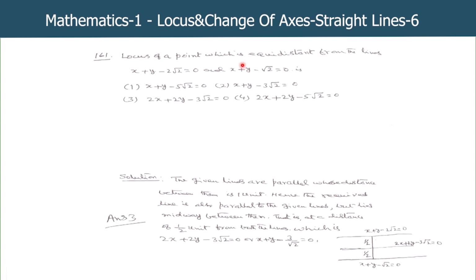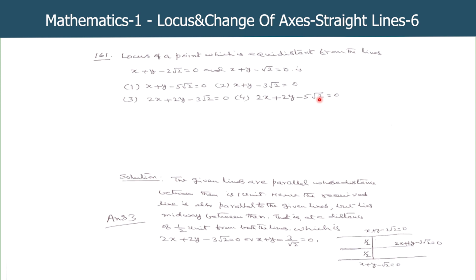161. Locus of a point which is equidistant from the lines x plus y minus 2 root 2 equal to 0 and x plus y minus root 2 equal to 0 is: 1, x plus y minus 5 root 2 equal to 0; 2, x plus y minus 3 root 2 equal to 0; 3, 2x plus 2y minus 3 root 2 equal to 0; and 4, 2x plus 2y minus 5 root 2 equal to 0. Same model already we have discussed. So, only to emphasize, on each model I have given more than one problem, because the student must sink in the basic properties and ideas.